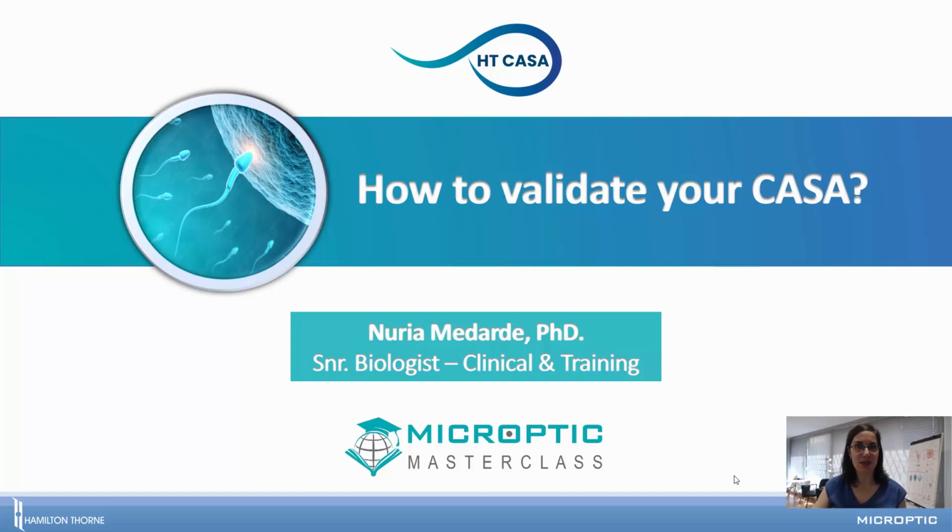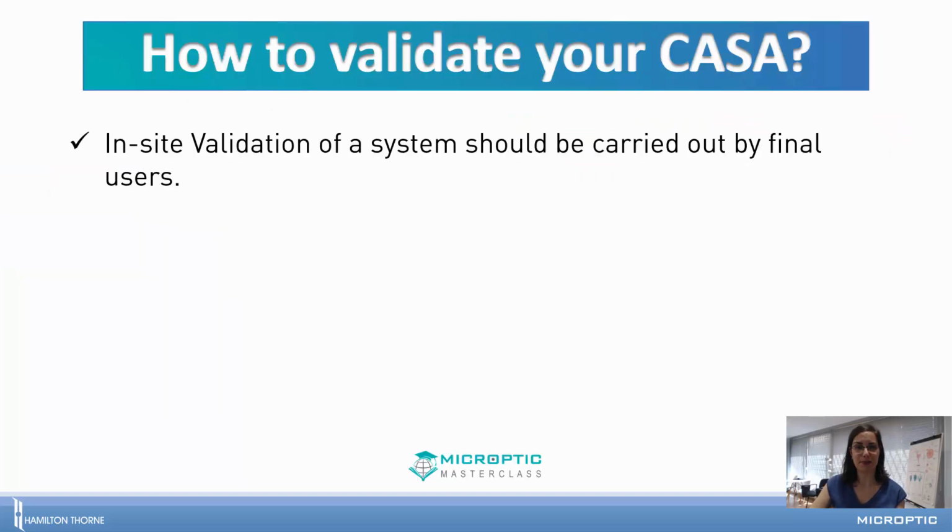Today we will talk about the in-house validation of your CASA and how you can incorporate it in the routine of your laboratories. The first thing we would like to clarify is that the in-house validation should be carried out by the final users, not by the manufacturers. So the responsibility is with the final user. However, it's important to keep in mind that you can count on the support of the manufacturer to get all the technical information that will be required during the validation process.